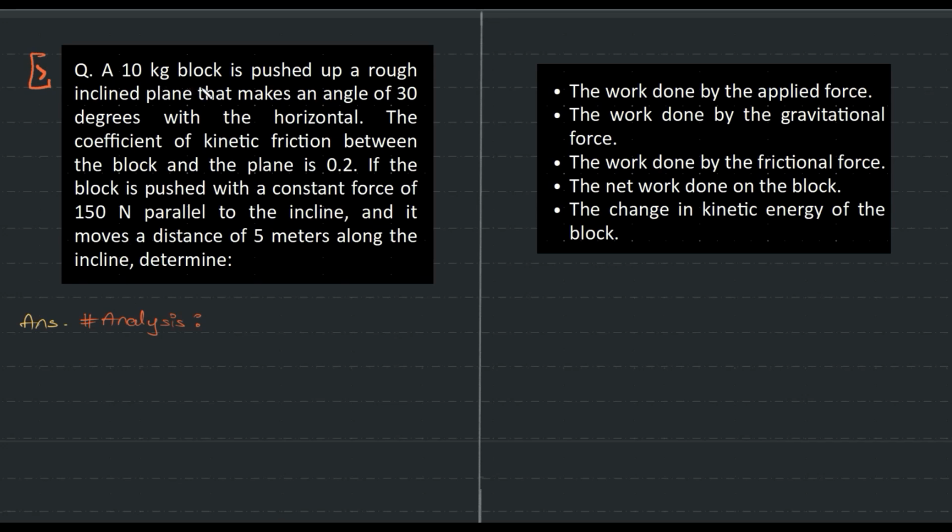You have a 10 kg block that is pushed up an inclined plane, making an angle of 30 degrees with the horizontal. So let me quickly make the diagram. I think we don't need the bottom space. 30 degrees would be something like that.